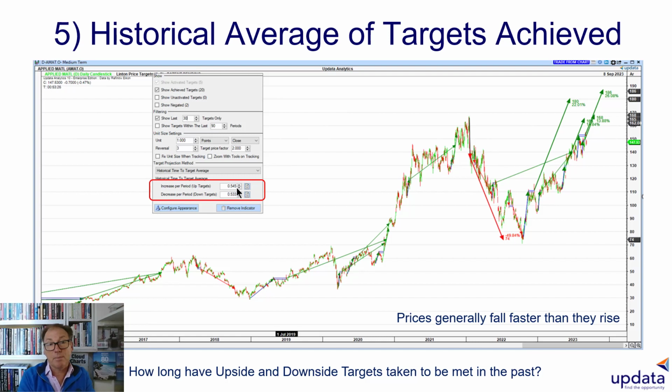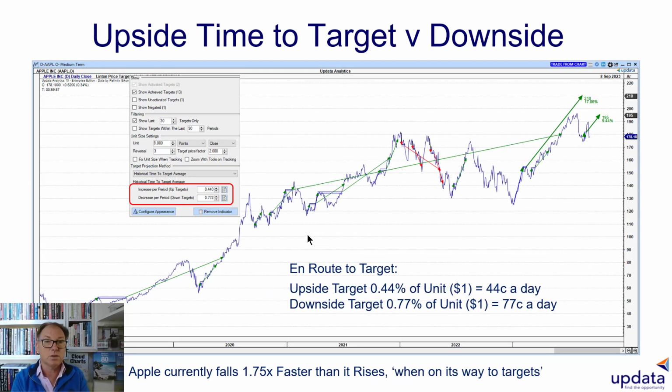So here we can see this one is Applied Materials, increase per period. So this is the upside. It says that's how long it takes. The downside is actually quite equal here, but it's not always the case. Generally, prices fall faster than they rise, and so you can adjust your downside targets to deal with that.